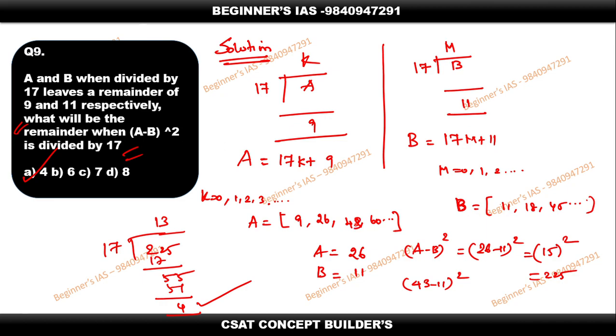This is 43. Okay, I am considering 43 here. Then b as 11. If you calculate here 32 square, 32 square is nothing but 1024. When you are dividing this 1024 by 17, surely it leaves you a remainder of 4. If you want, you can verify that also. Surely you will get the remainder as 4.